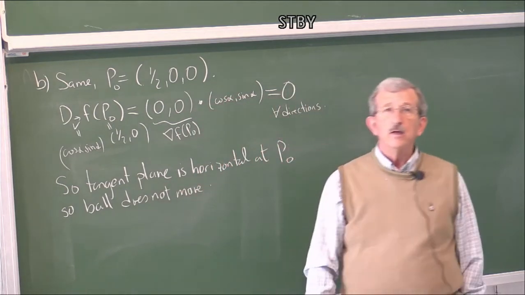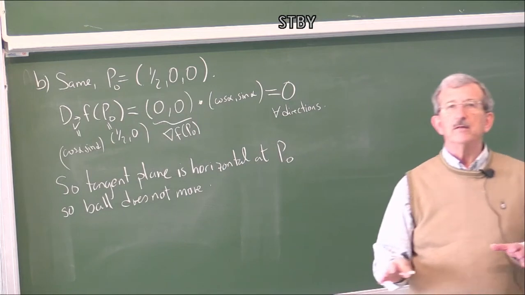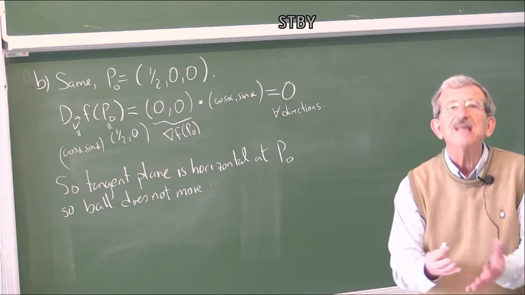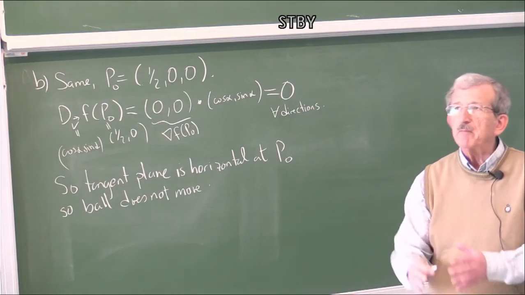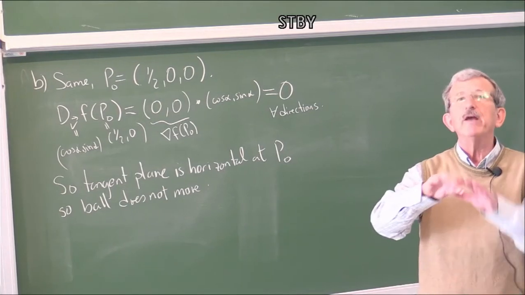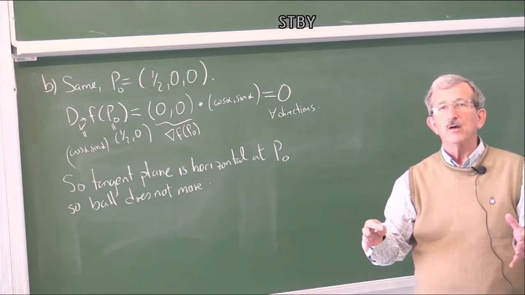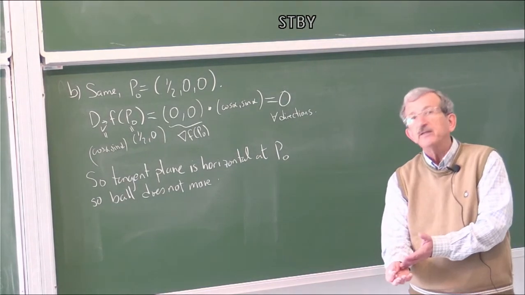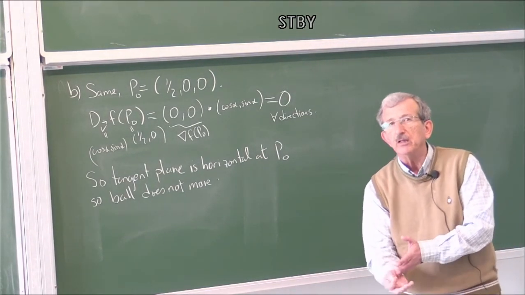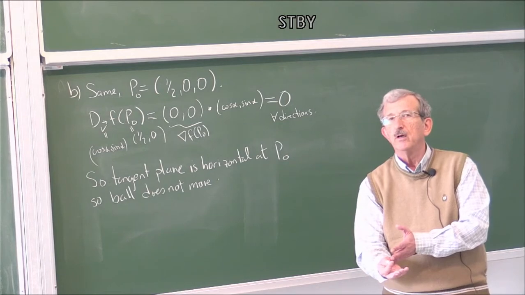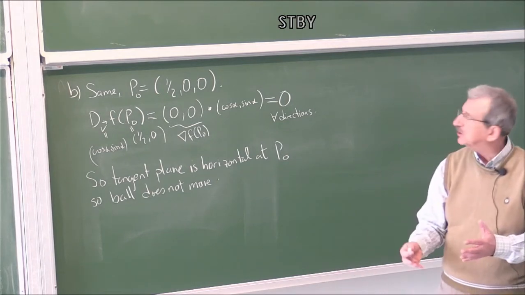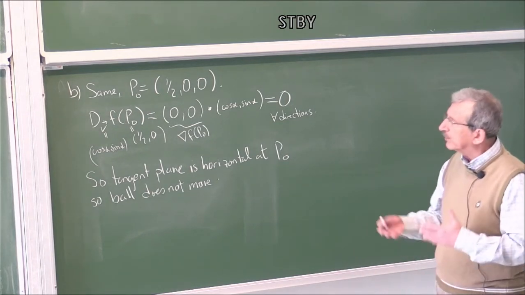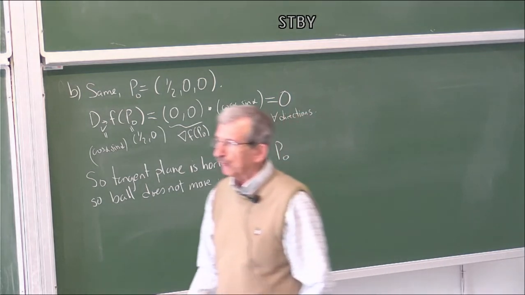Now, this does not mean it is in a very comfortable, stable position. It can be at the very top of a hill on the surface, or it can be at the bottom of a ditch, which is a stable equilibrium. Whatever the case, the tangent plane is horizontal, so the ball does not move.